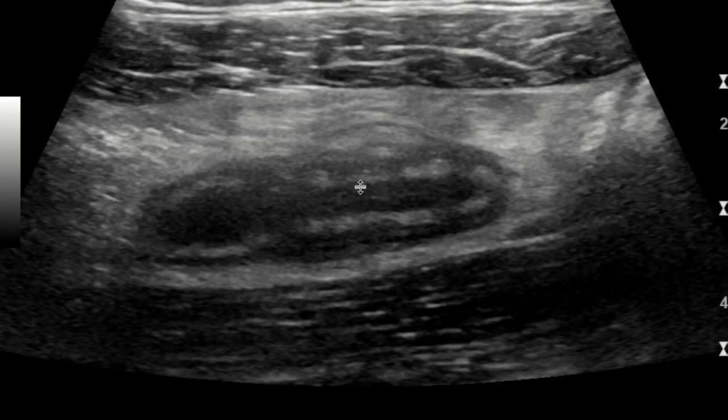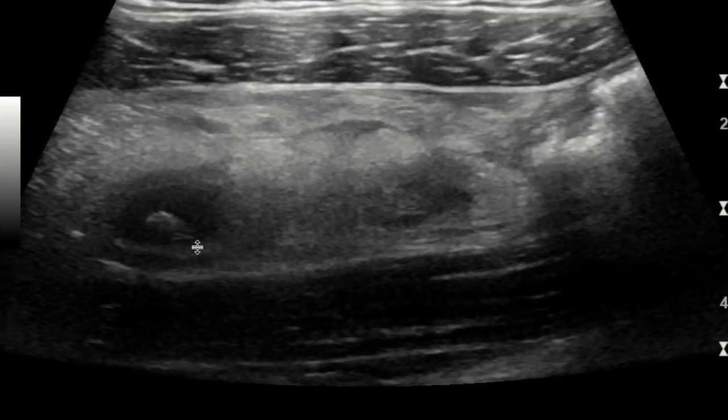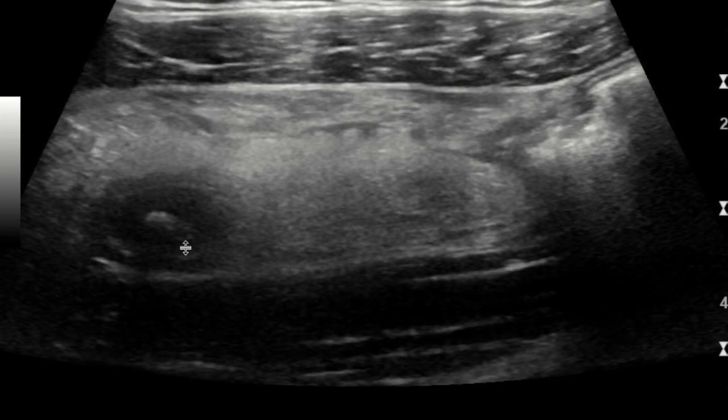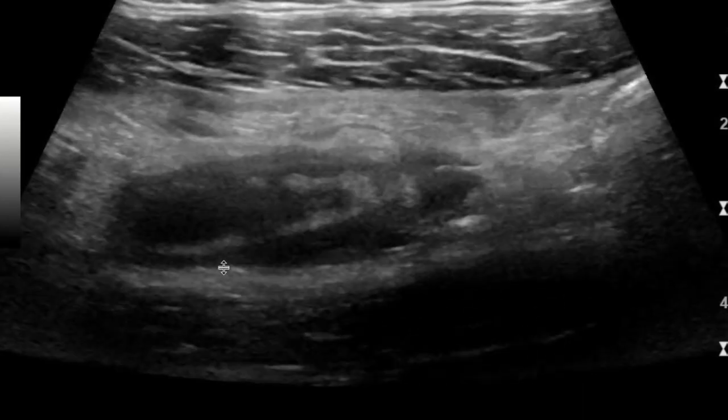Here you can see it in long view. You can see the dilated appendix, and then if you come a little bit more proximally, you can see this echogenic area with some shadowing. This ends up being an appendicolith more proximally within the appendix.